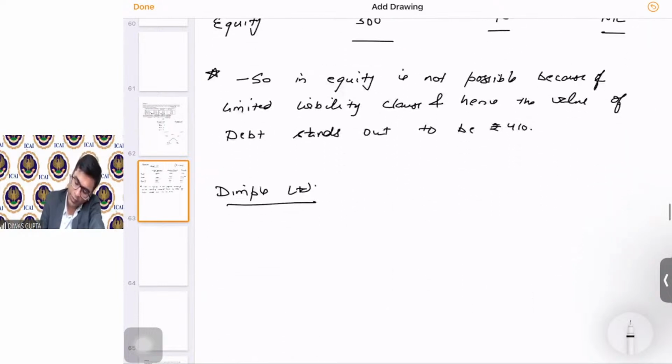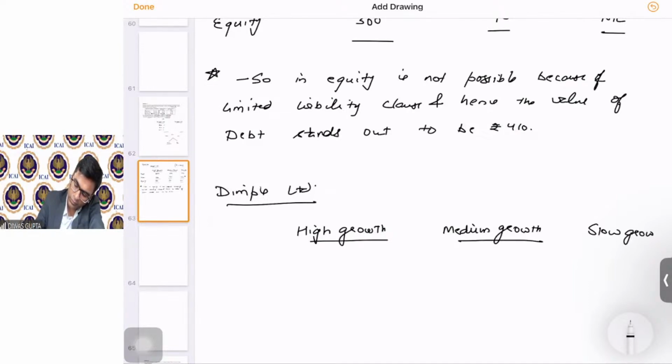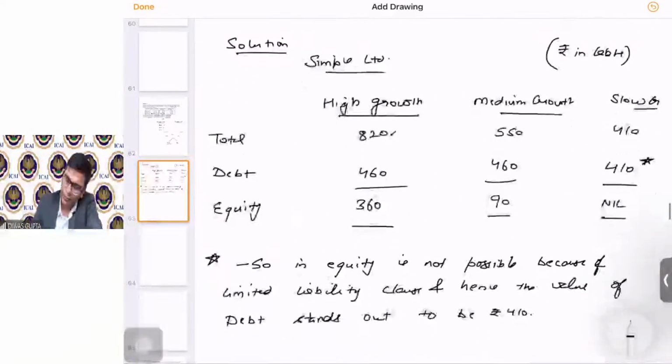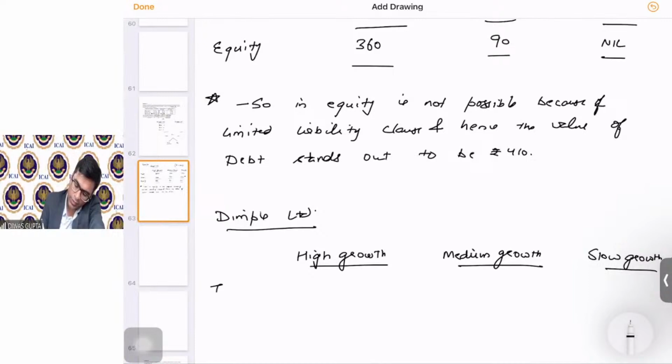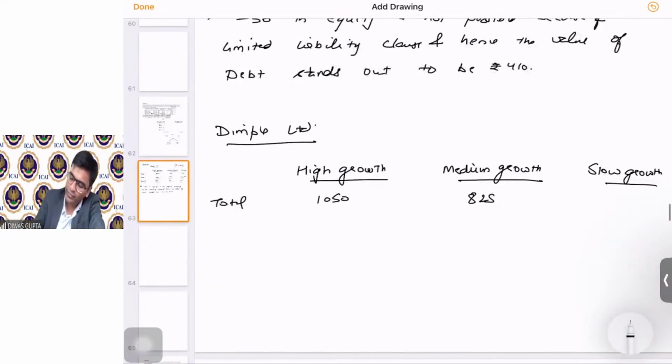High growth, medium growth, slow growth. What are the numbers? So the total value is 1050, 825, and 590. Debt is 65, 65, and then 65.